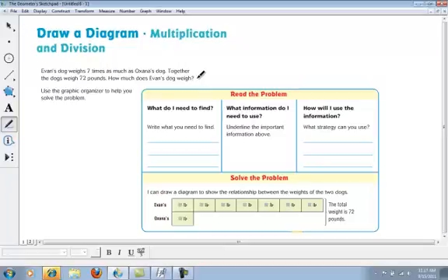Wow, that's a tough one. Let's use this graphic organizer to help us solve this problem. Now, the first thing in the graphic organizer is, what do I need to find? Well, my question is asking, how much does Evan's dog weigh? So that's what I need to find: how much Evan's dog weighs.